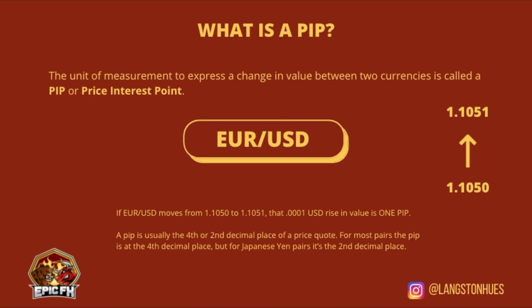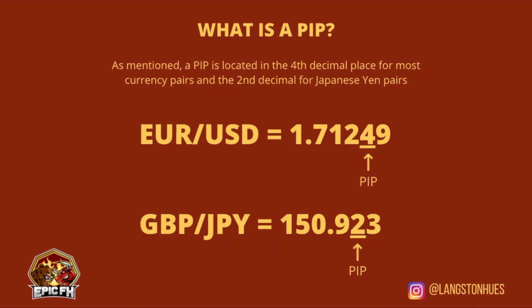A pip is usually the fourth or second decimal place of a price quote. For most pairs, the pip is at the fourth decimal place, but for Japanese yen pairs, it's the second decimal place. A pip is located in the fourth decimal place for most currency pairs and the second decimal place for Japanese yen pairs. Here's an example. Euro USD, 1.71249. This fourth decimal place is where the pip is located. And this last decimal place is known as a pipette. I don't necessarily find that to be very useful information, but just know the last decimal place is a pipette. And this fourth decimal place for most currency pairs is the pip.